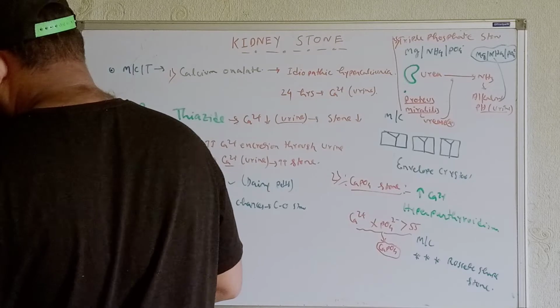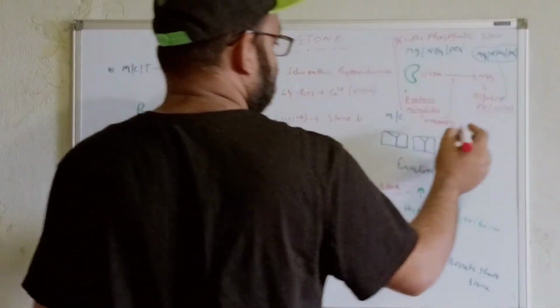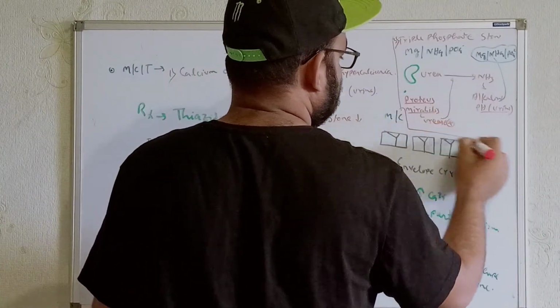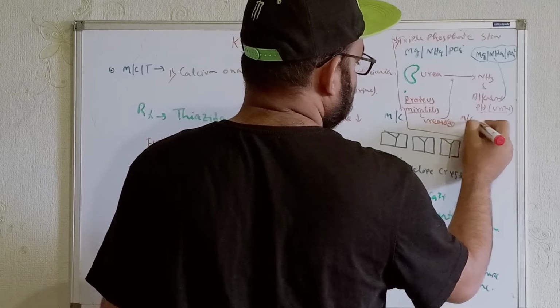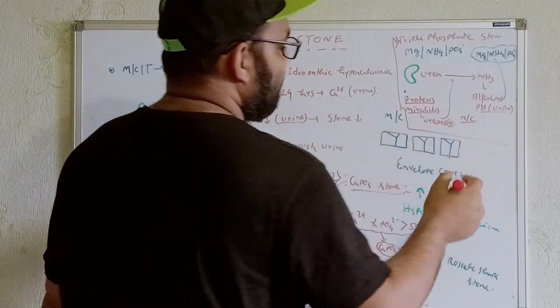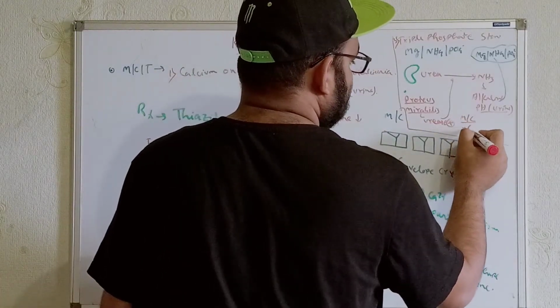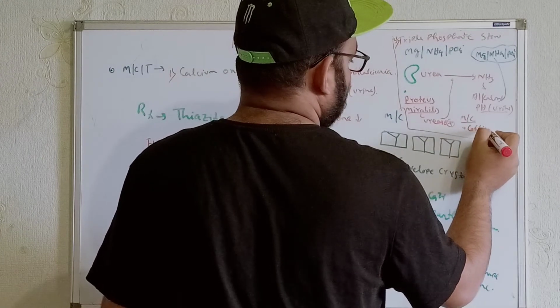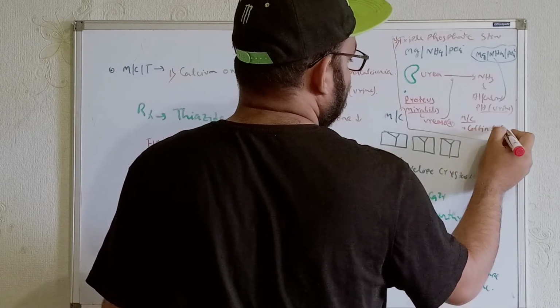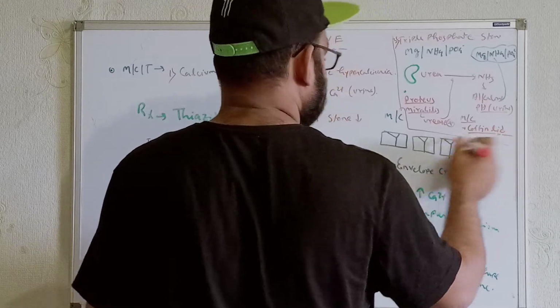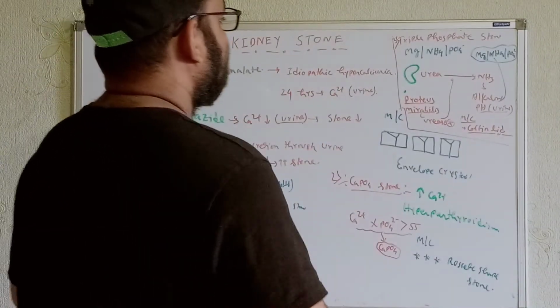Now we'll talk about microscopic findings. Whatever the stones, we will see the shape of these stones in the microscopic findings. The shape of this stone is just like a coffin lid shape. Okay, now the third group of the stone is done.